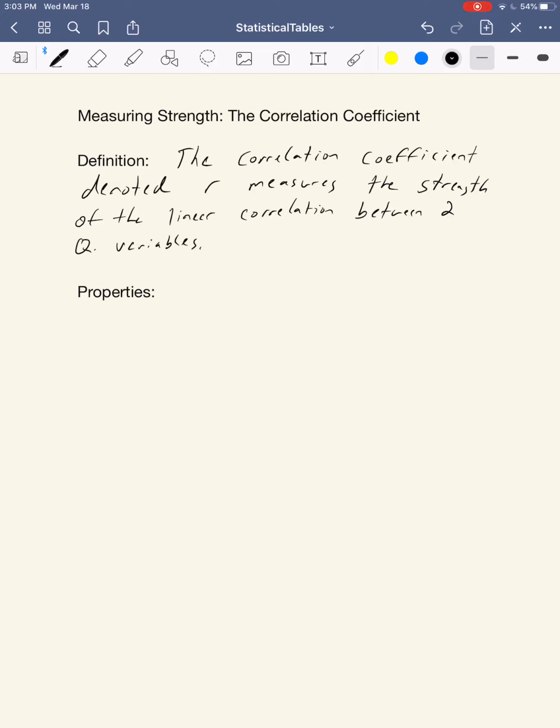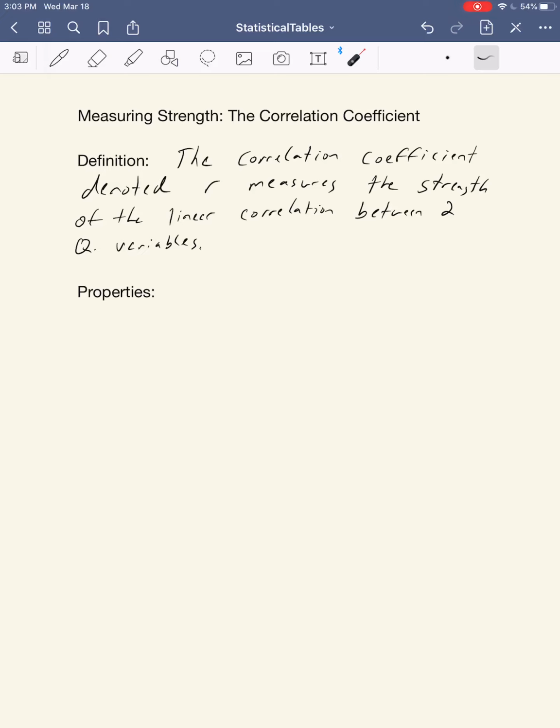So there's a couple things that I want to call your attention to in this definition. The first is a little bit of notation. Whenever we talk about correlation coefficient, we're always going to be using the letter R. So if you ever see R referenced in statistics, you know that that's talking about the correlation coefficient. The correlation coefficient is going to be our measure of strength, but it measures a very specific type of correlation. You have to remember that the correlation coefficient is measuring the strength of the linear correlation.